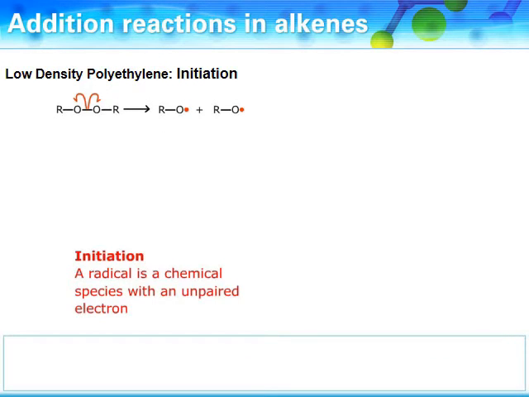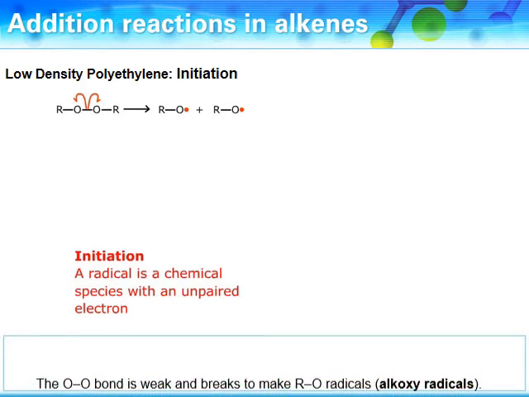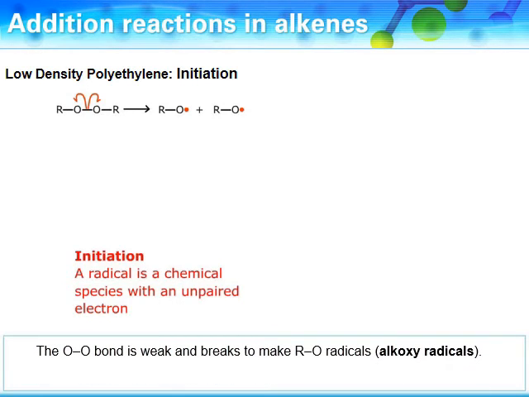So now in this low density polyethylene process of initiation, our free radicals have been formed from our peroxide initiator. A radical is a chemical species with an unpaired electron, and we know that unpaired electrons mean that these are very reactive. The O single bond O is weak and breaks to make the RO radicals. These are called alkoxy radicals, but you don't need to know that name.